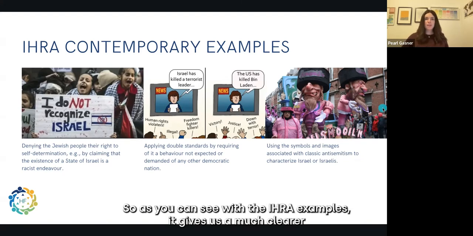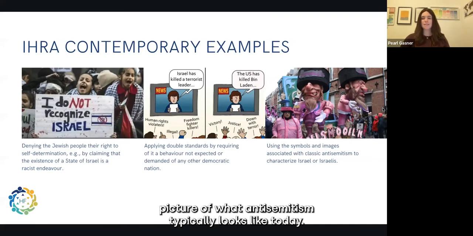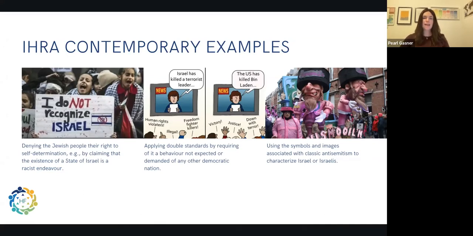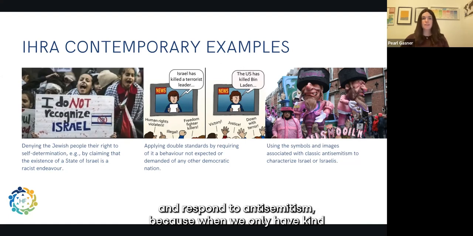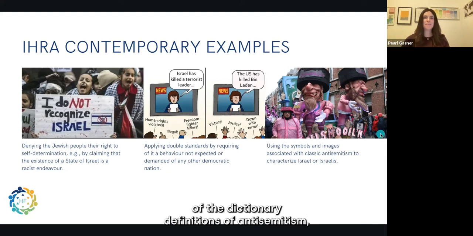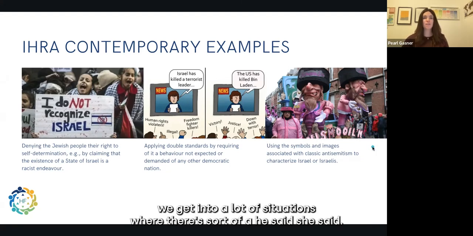So as you can see with the IHRA examples, it gives us a much clearer picture of what anti-Semitism typically looks like today. And if your local government, student council, or school board adopts IHRA, it then makes it much easier for us to track and respond to anti-Semitism, because when we only have the dictionary definitions of anti-Semitism, we get into a lot of situations where there's a he said, she said, right?